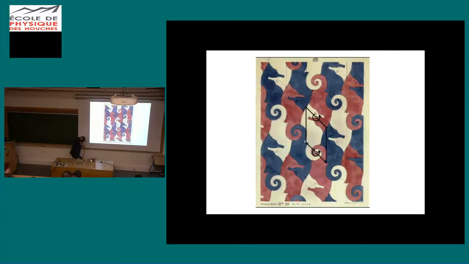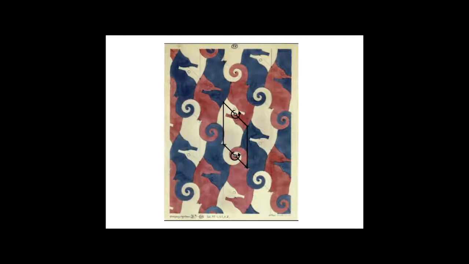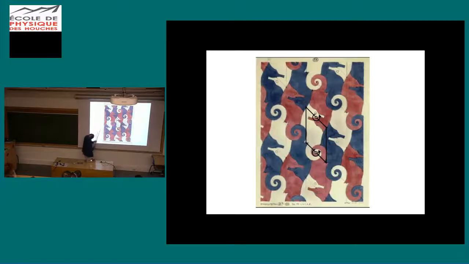And if you look here, he's using a parallelogram lattice, okay? And this side here and this side here are related by a translation, right? So this little piece and this little piece are the same. But these two sides are rotations by 180 degrees, right? So if you rotate this around this center by 180 degrees, this head maps to this one here, okay?